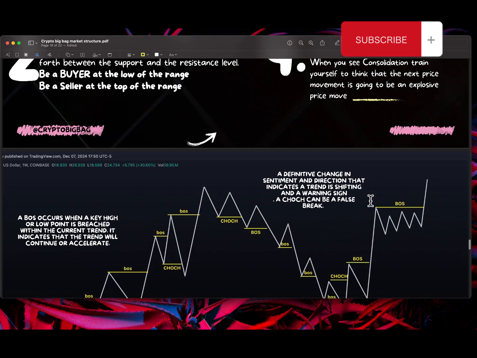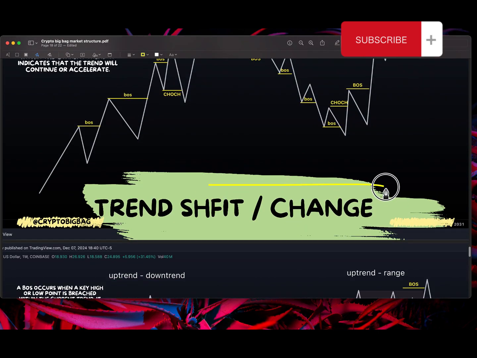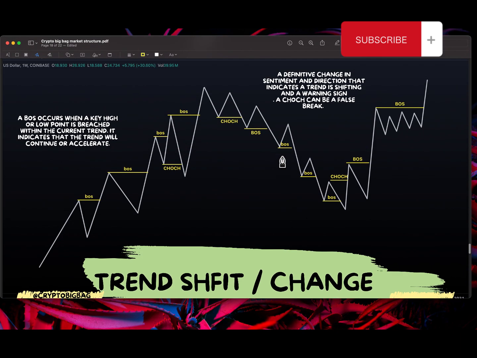Now, we're going to be talking about trend shifts, right? How do you know when the market is going to shift from uptrend to downtrend, to consolidation, or from consolidation to downtrend, or consolidation to uptrend, or from uptrend to downtrend, or from downtrend to uptrend, right? This is how we're going to differentiate and know when the market is about to shift trend.